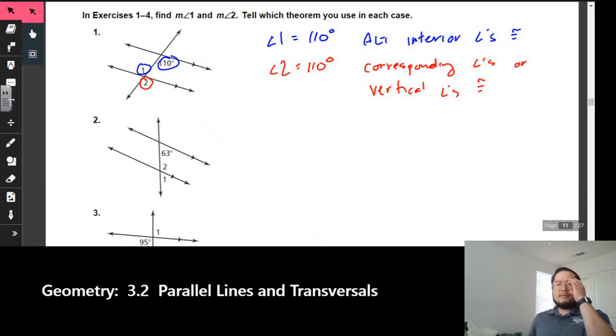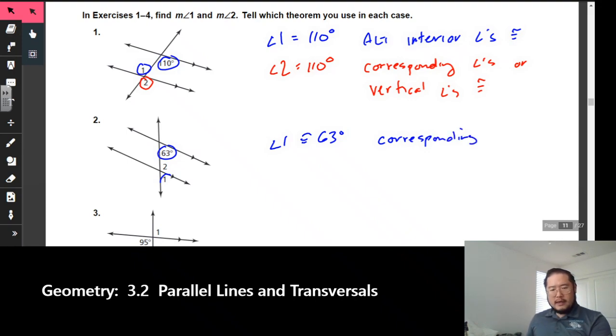All right, so we could use one of those two. So like I said, there's more than one way for you to figure out angle congruence in these problems. And number 2, look at angle 1 and angle 63. Angle 1 is congruent to 63 degrees. The reason being, they're corresponding. They are on the same side of the transversal, and they're both on the bottom right-hand side.